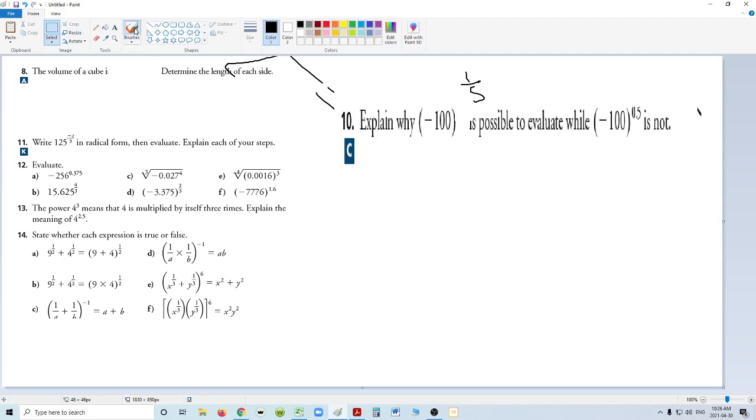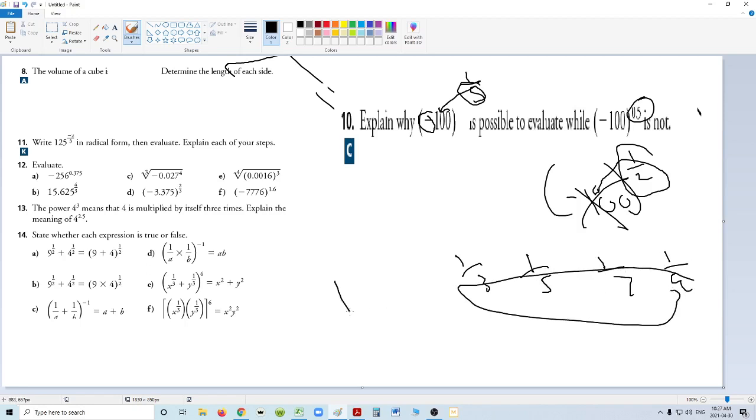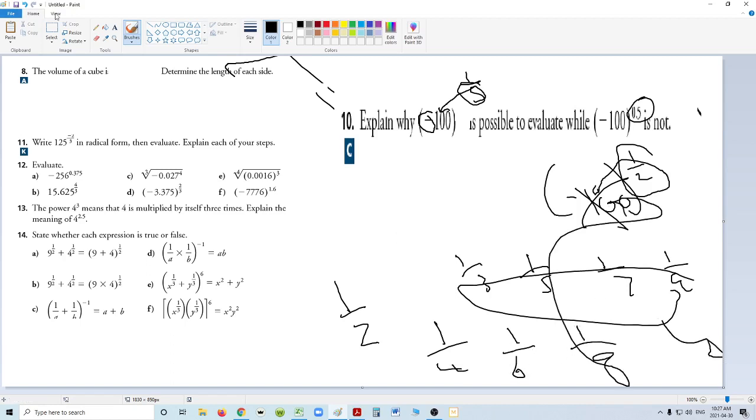The reason it's possible is because I'm taking an odd root, a 5th root, and when you take an odd root of a negative number, it's possible. This one, however, 0.5, is re-expressed as negative 100 to the power of 1 over 2. 1 over 2 is a square root. You cannot take a square root of a negative number. You can take cube roots, 5th roots, 7th roots, 9th roots, odd roots, but not even roots. You can't take a square root, a 4th root, a 6th root, or an 8th root of a negative number, etc. That's why. It's obvious what they're asking.